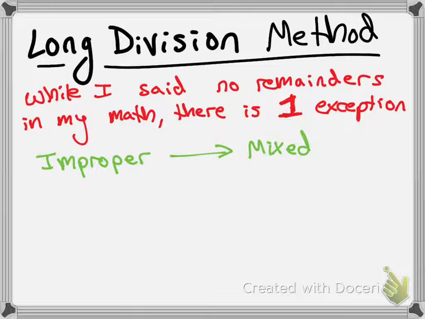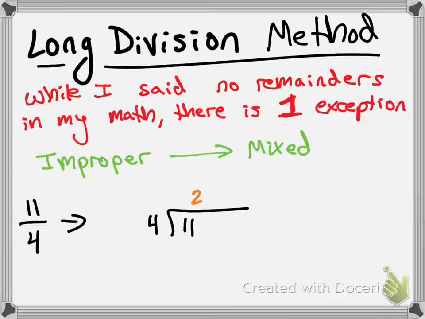So for example, let's look at a problem like this. 11/4. To go from improper to mixed, I can use my long division. Here's my long division. 11 goes inside, 4 goes outside. 4 goes into 11 only 2 times, and that's equal to 8. I take that away, and I'm left with 3.